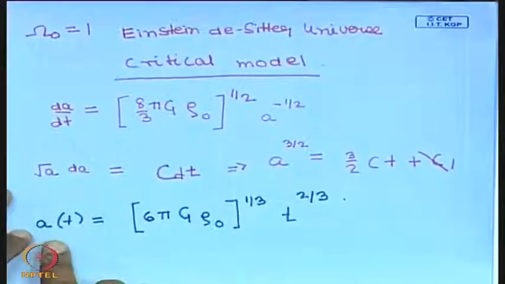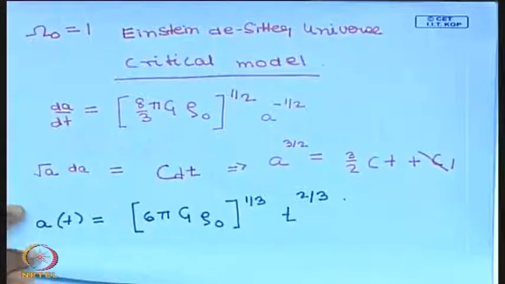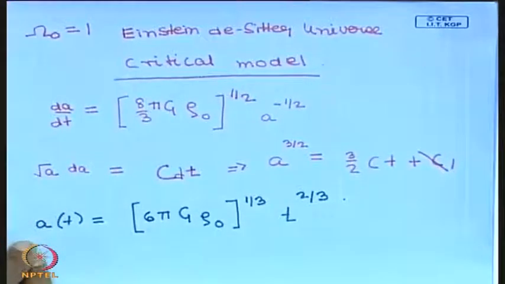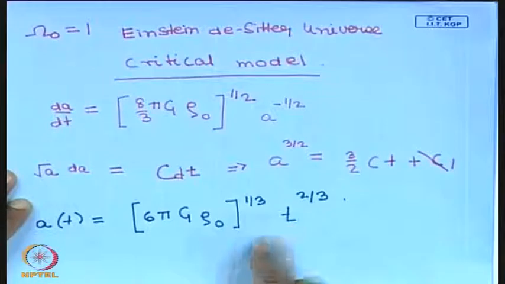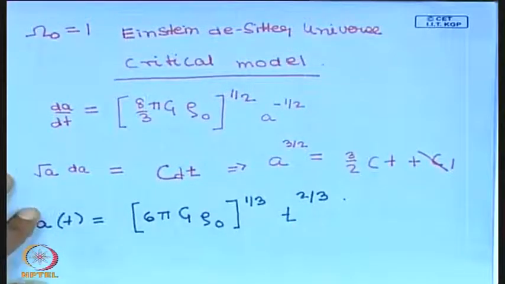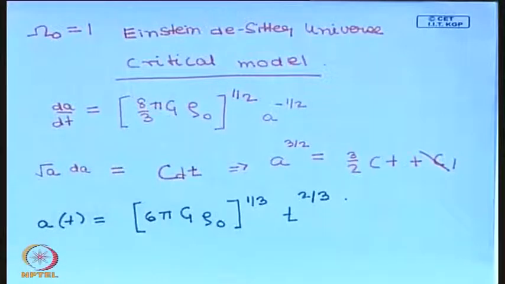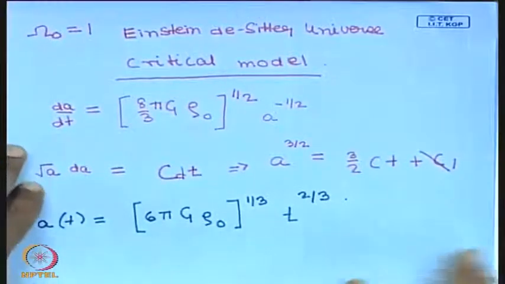So let us for this model now determine the value of the Hubble parameter. The scale factor is something that is not physically measurable here. The quantity that is measurable is the Hubble parameter. So let us determine the value of the Hubble parameter in this model. So how does the Hubble parameter evolve with time for this particular model?